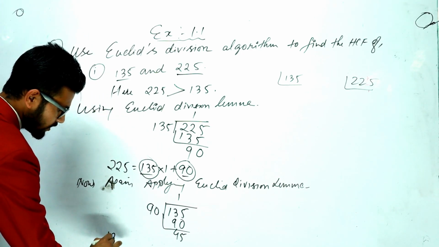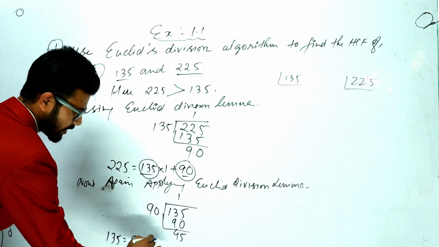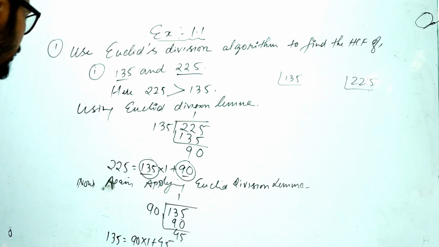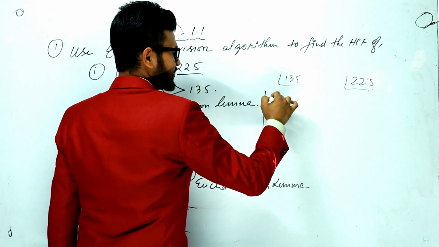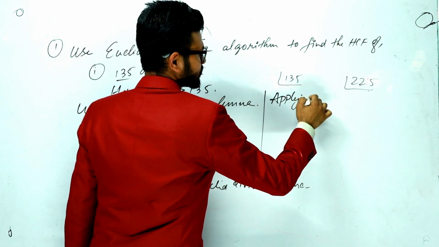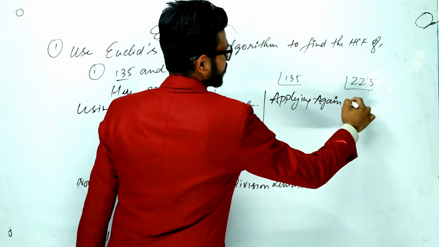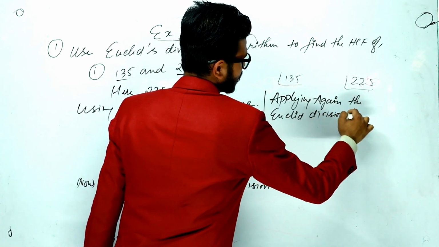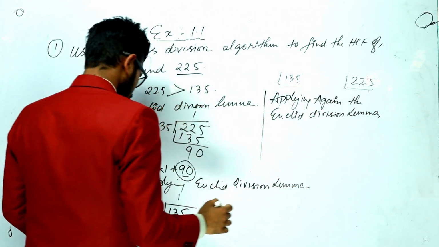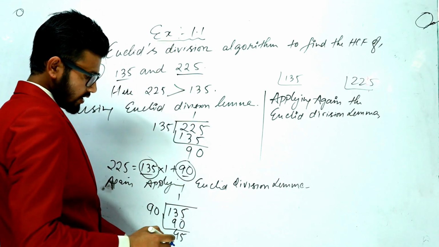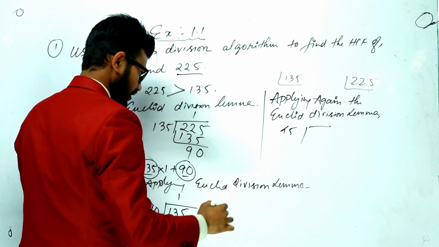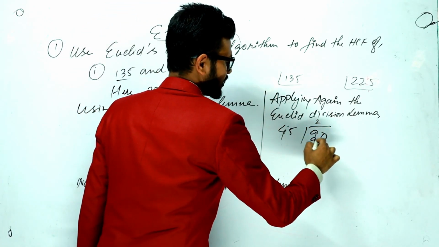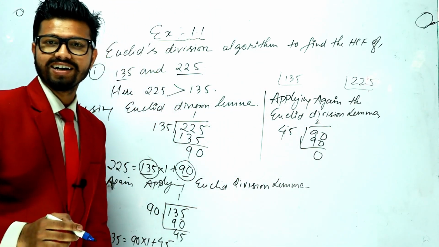So here what we found is that 135 is equal to 90 into 1 plus 45. Again we have to carry the step further. So again applying the Euclid division lemma, so what will be here? Divisor 45 dividing 90, and we know that 45 is a perfect factor of 90. 45 twos are 90. So ultimately, we got the remainder 0.